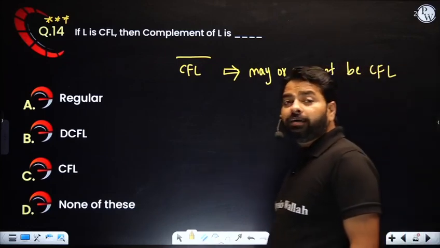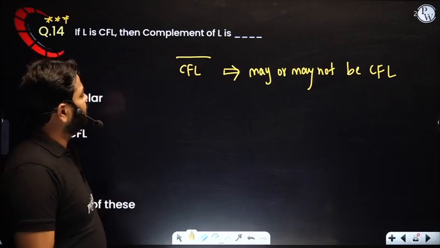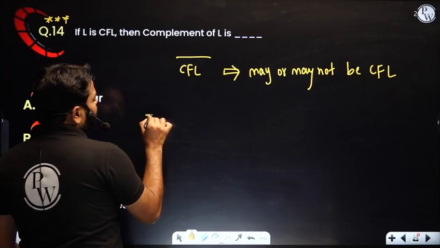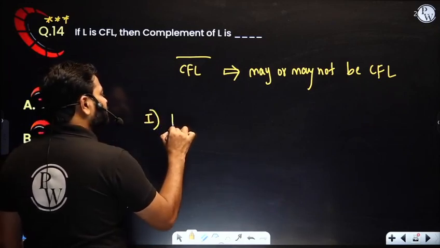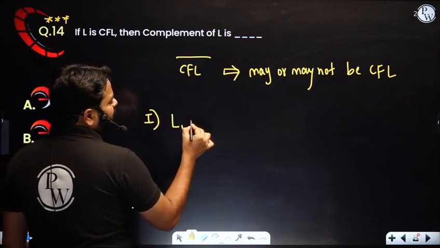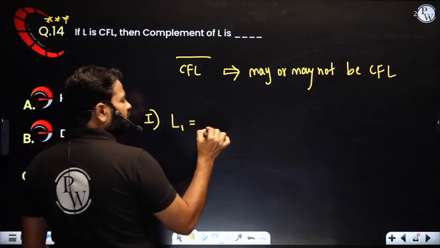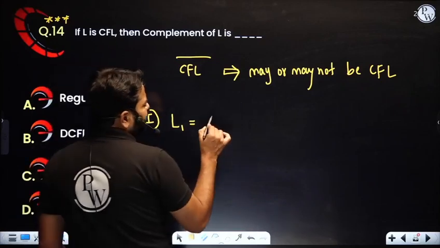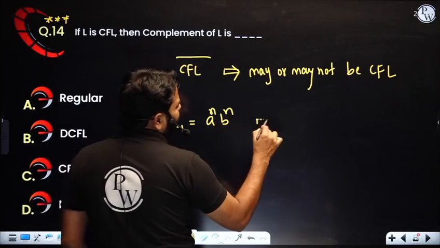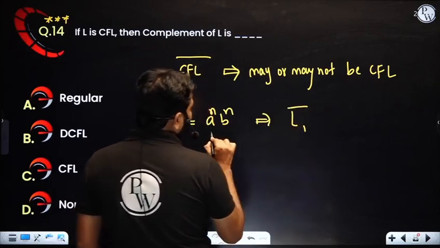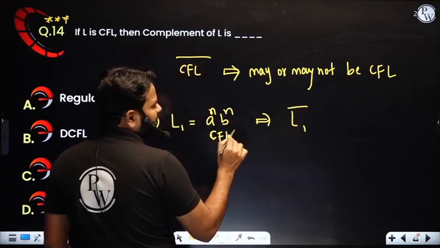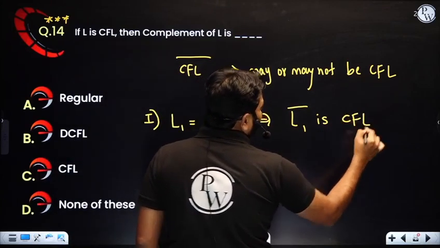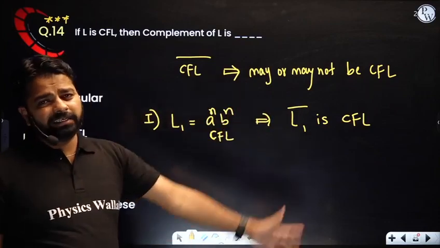For that, you should have the proper examples to learn. Let me take the first one, CFL example. Okay, I'm just taking L1, which is CFL. That you can take DCFL or anybody, right? So you can take any example. Let's take A power n, B power n. When you do its complement, I'm assuming CFL. Okay, we know it's a DCFL, but I'm assuming CFL. So what is this? L1 complement is CFL only. It's already DCFL, so definitely saying CFL is okay.